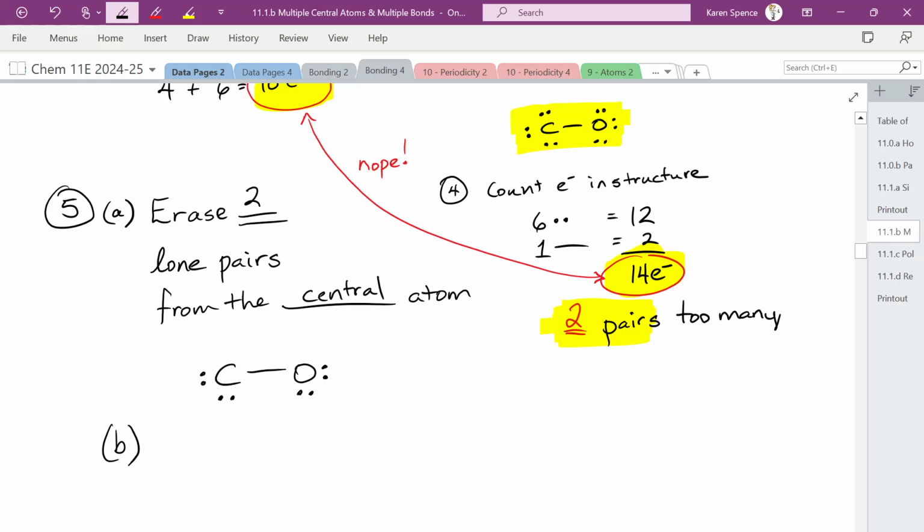What's step 5B? Turn how many? 2 lone pairs into how many? 2 bonding pairs.